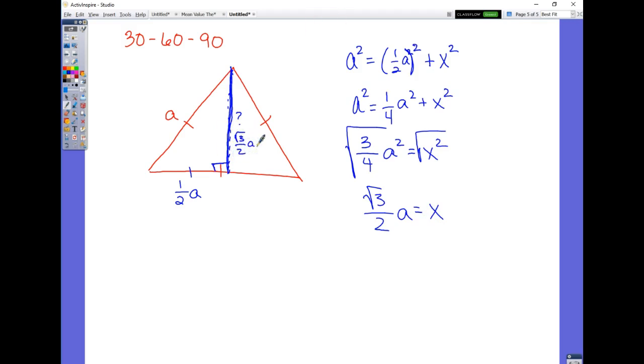Now that looks kind of gross. So one of the things that we like to do is we don't like to have these in terms of fractions. So what I'm going to do is take this triangle and multiply each one of these sides by 2. If I multiply this by 2, this just becomes a. Oh, by the way, this should become a 60, and this is my 30. I apologize. Times 2 becomes the square root of 3 a, and this becomes 2a.